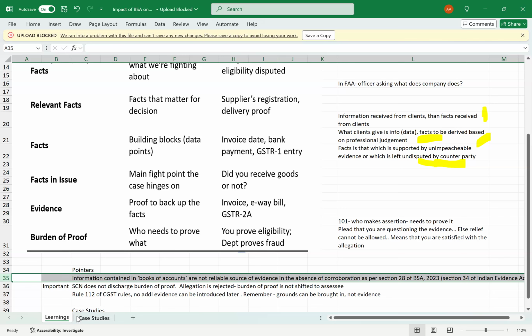So 13B cannot be the source of... What is that, Abhishek? Section 28? Section 20 of the BSA Act says, earlier it was 34 of the Evidence law, that the books of accounts cannot be the reliable source of evidence, without the 34 of audit.